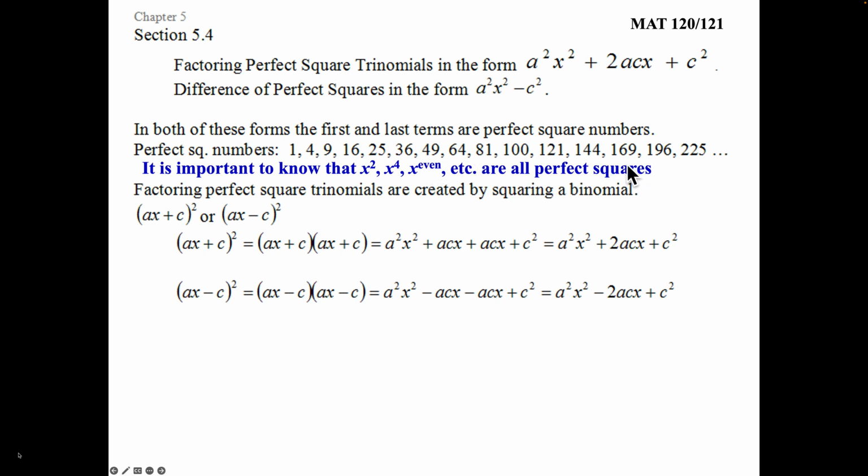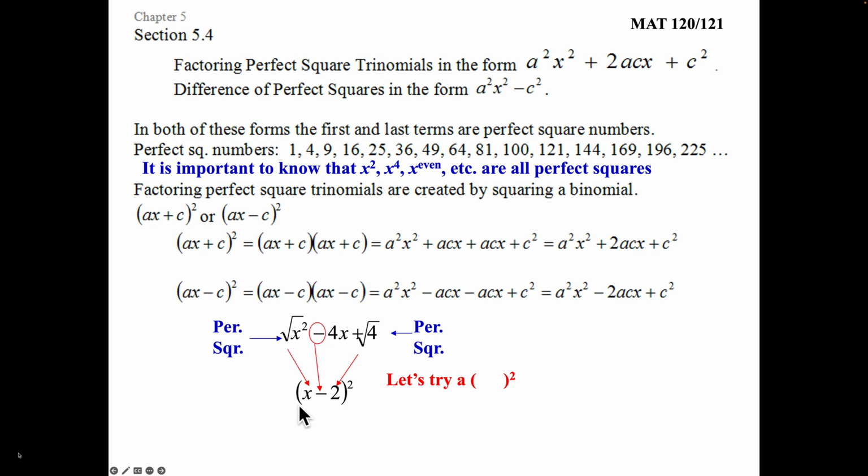Keep that in mind. So if I look at an example, let's go simple here. X squared minus 4x plus 4. That's a perfect square. That's a perfect square. I'm thinking my answer is a binomial squared. So I take the square root of the x squared, that's x. I take the square root of 4, that's a 2. I keep the sign of the middle term. I'm guessing it's x minus 2 squared.